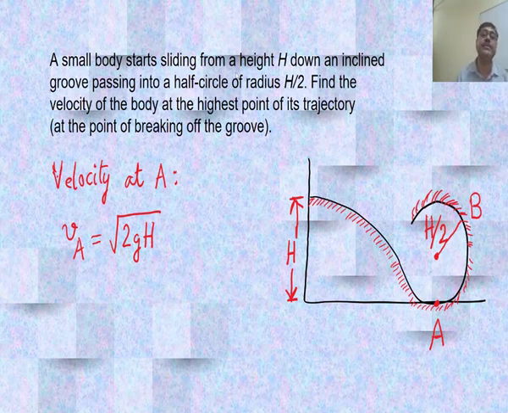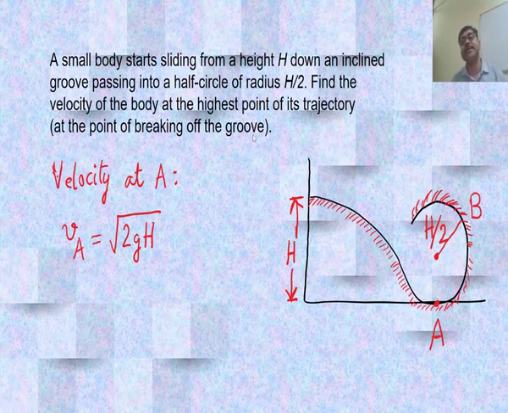So a small body starts sliding from a height capital H down an inclined groove, as it is shown, passing into a half circle of radius capital H by 2. Now find the velocity of the body at the highest point of the trajectory. Remember, the highest point of the trajectory need not be here. Rather, it can be somewhere before the topmost point of this circle, and the point becomes capital B. What does it mean by highest point of the trajectory? It is the point when it breaks off the groove.